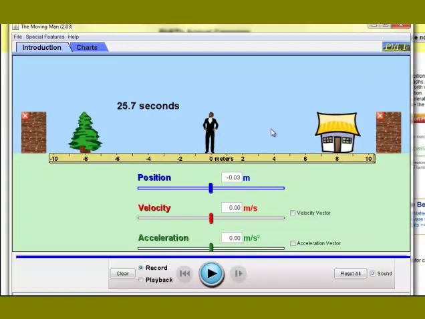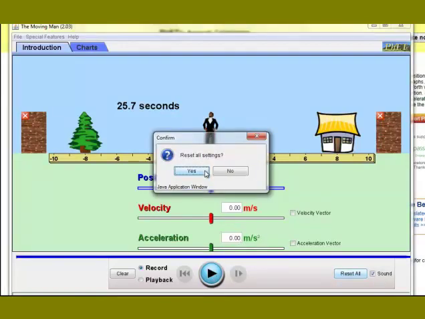What I want to show is watch how the velocity will change, and as he speeds up, the acceleration will be positive. As he slows down, the velocity is still positive, but the acceleration will be negative. So let's try that again. We're going to reset everything. Yes, we want to reset it.